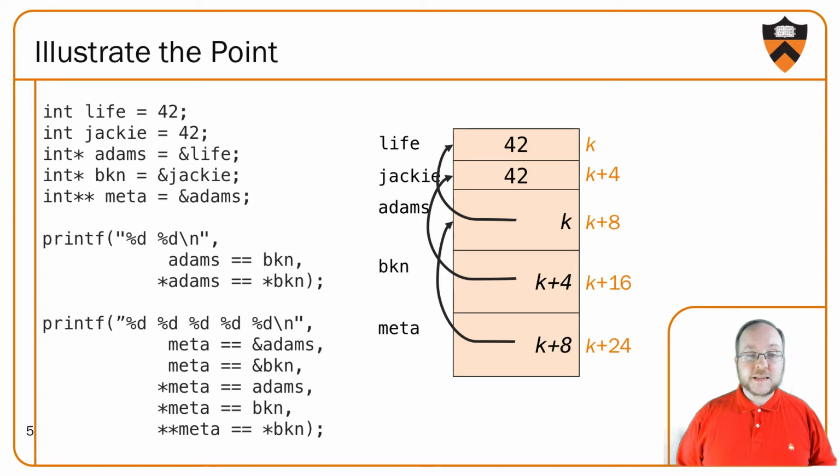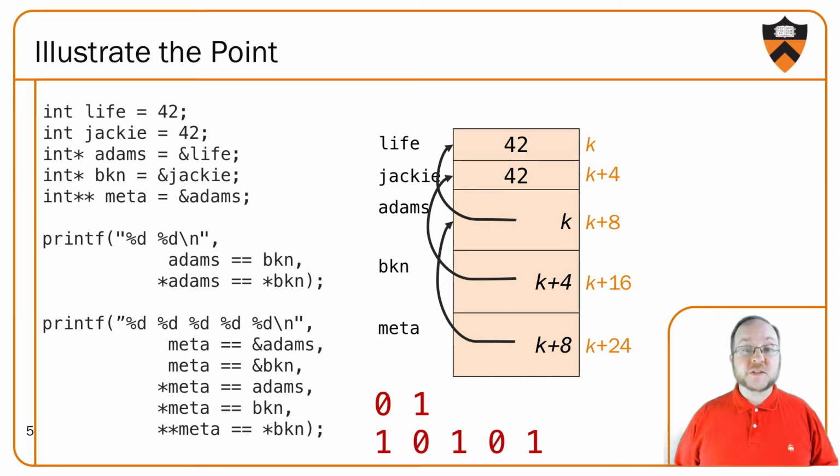Adams is not equal to Brooklyn because they point to different places. But star Adams is equal to star Brooklyn because the two different places they point both happen to have the same value. Meta does equal the address of Adams because its contents are Adams' address. That is to say, it points to Adams. Meta is not equal to the address of Brooklyn because it points at Adams, not Brooklyn. Its contents are k plus 8, not k plus 16.